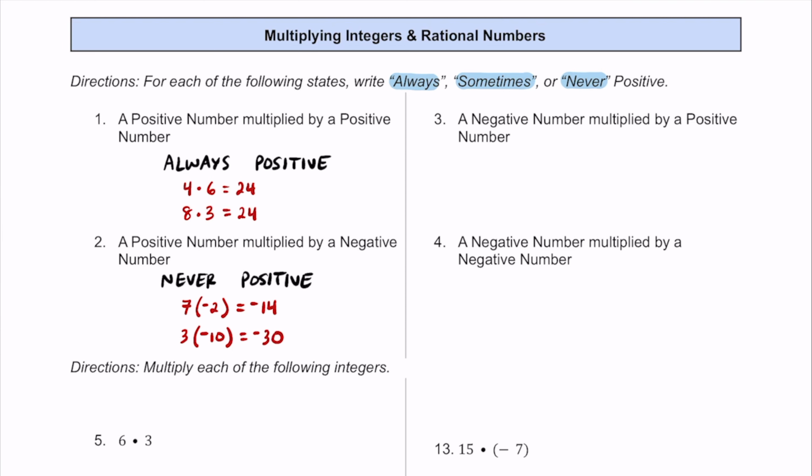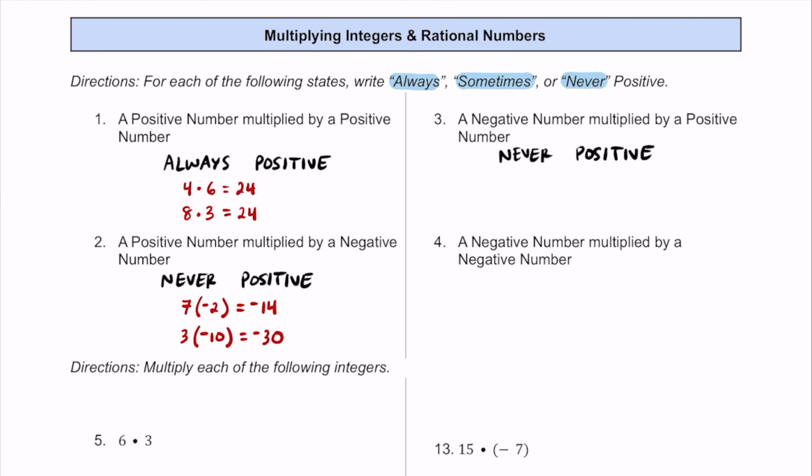For number 3, we have a negative number multiplied by a positive number. Just like number 2, this statement is never going to be positive. Just like a positive times a negative is going to equal a negative, a negative times a positive is also going to be negative, aka never positive.